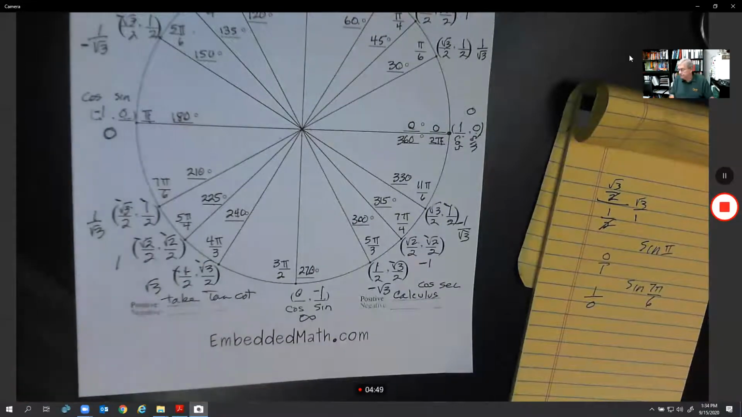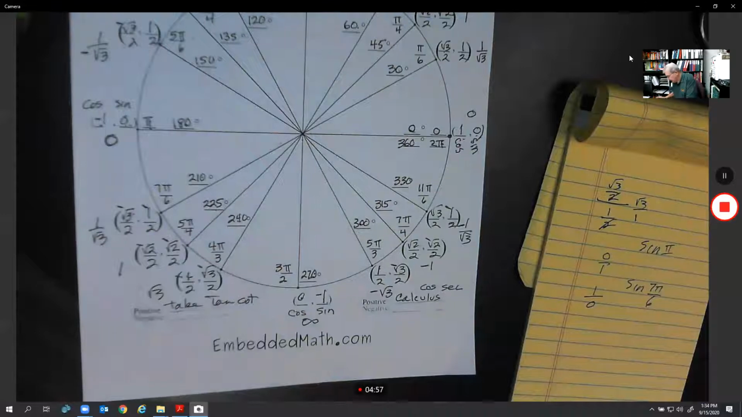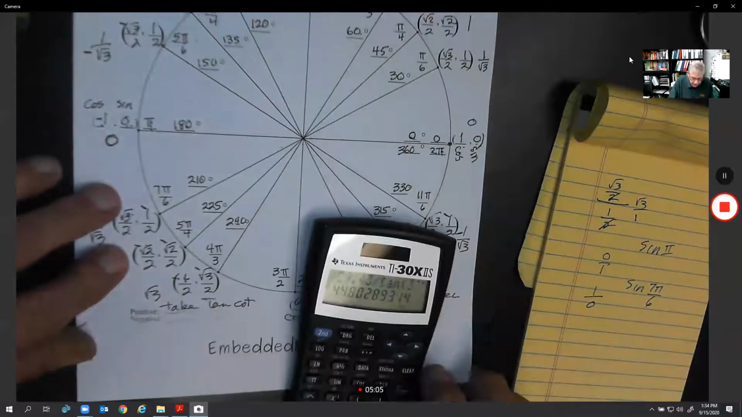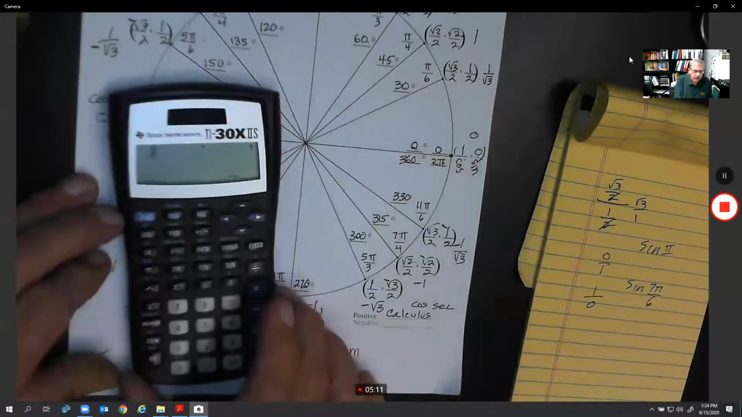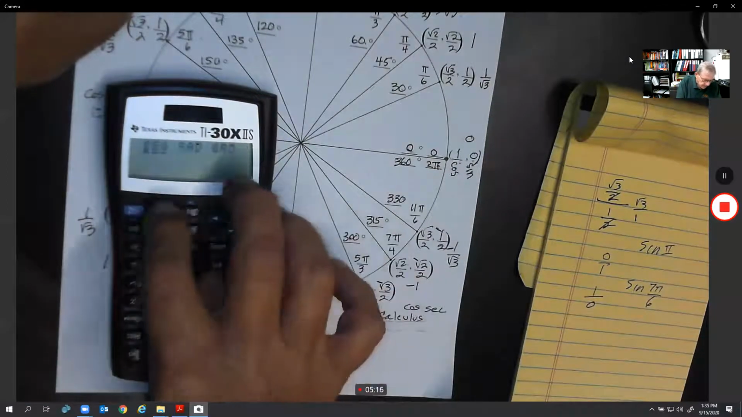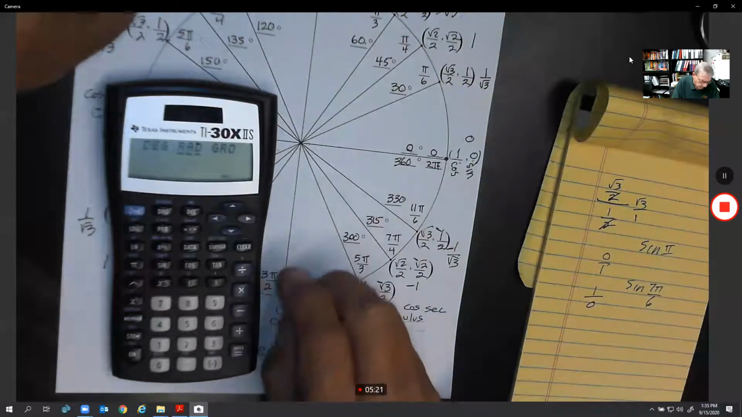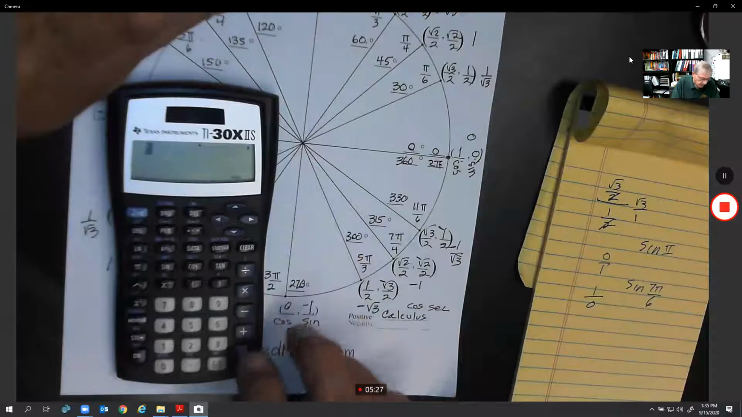One last thing. Sometimes they want you to use your calculator. But I want to find it in radians. So if you want to find it in radians, you're going to go up here, hit your degrees, and slide over to radians. Normally we want answers in degrees, but sometimes they want them in radians.